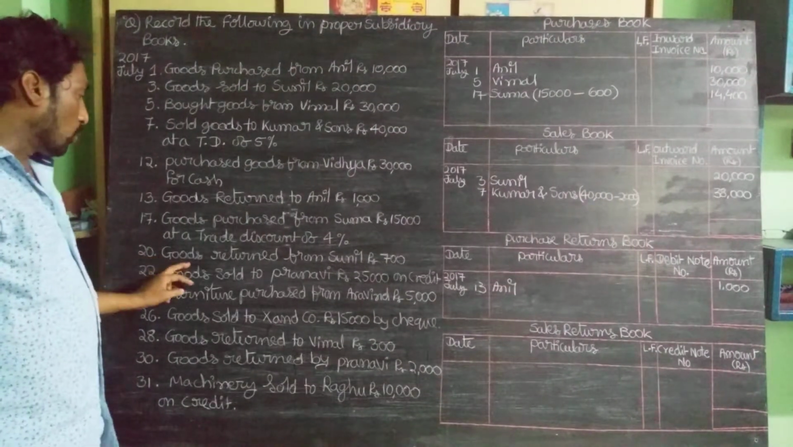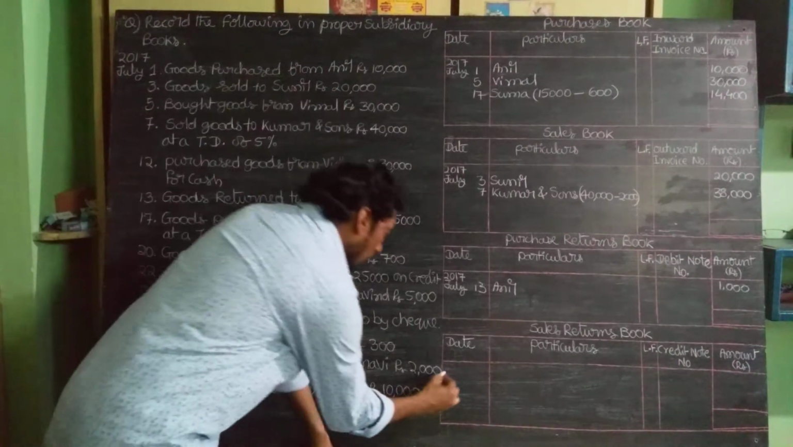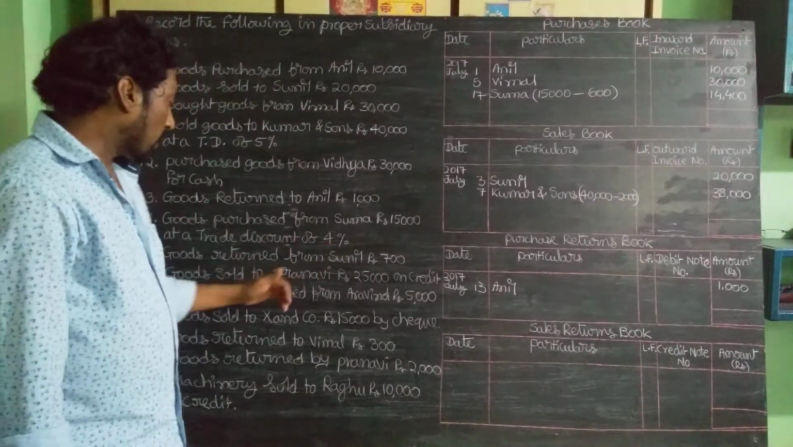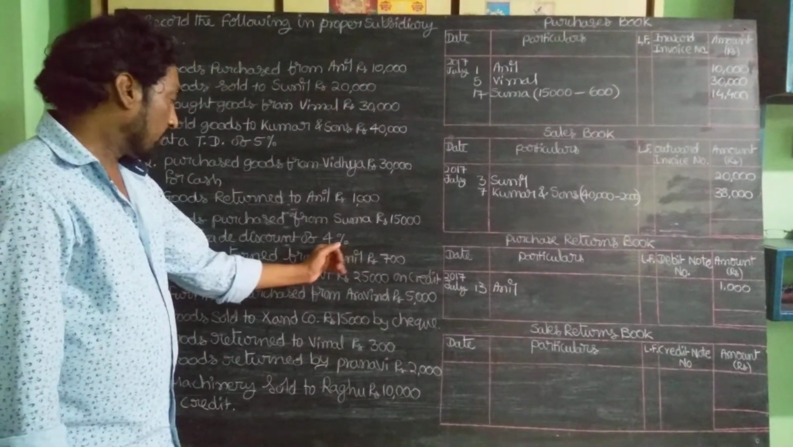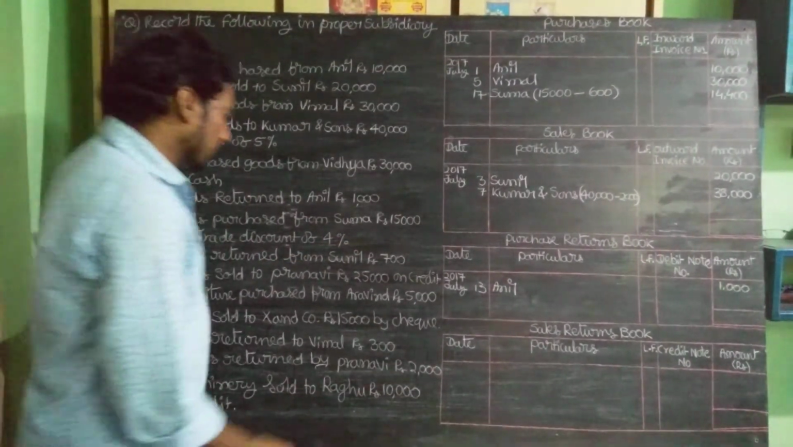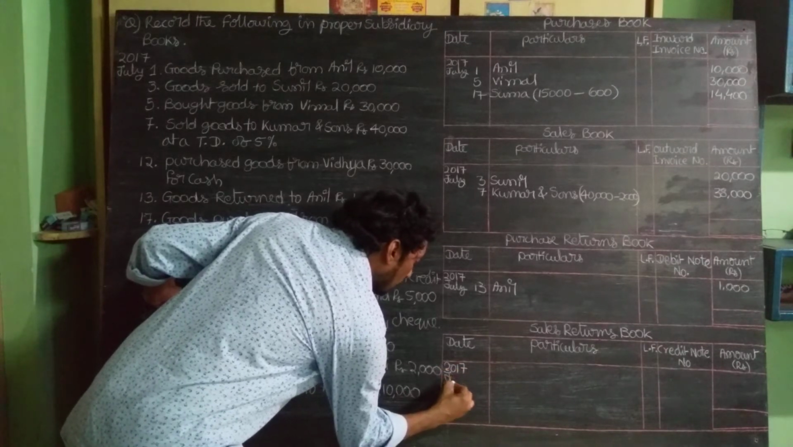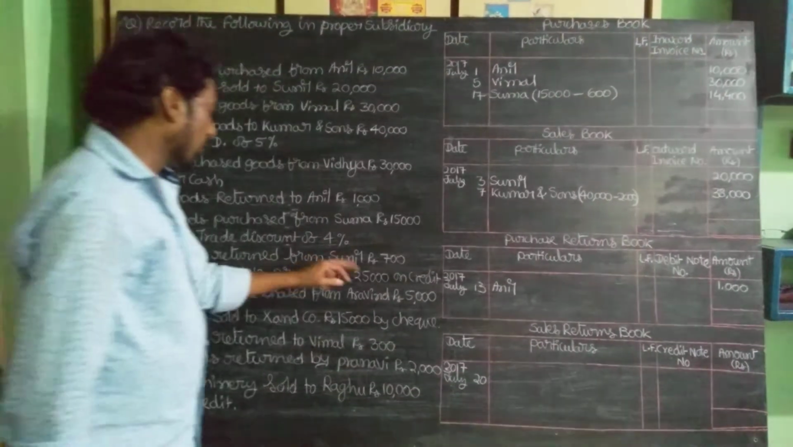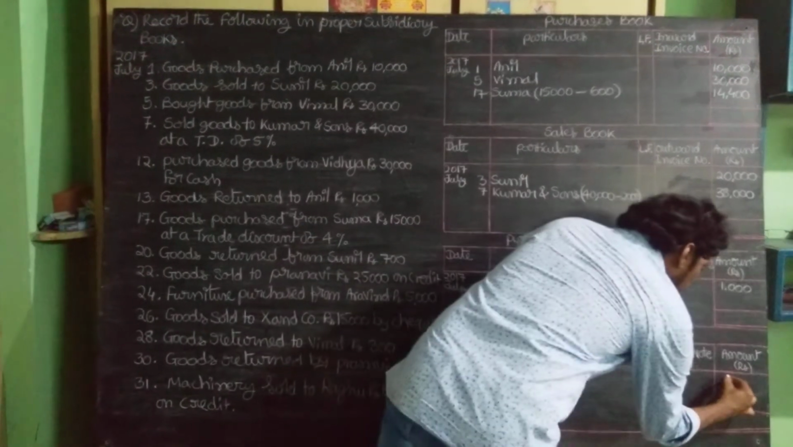Next, 28th date, goods returned from Sunil. So sales returns. Goods returned by a customer, or goods returned from a customer, is called sales returns. So 2017 July 28th, goods returned from Sunil, 700.